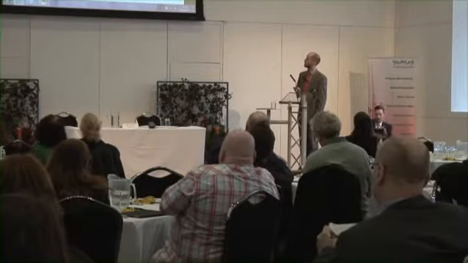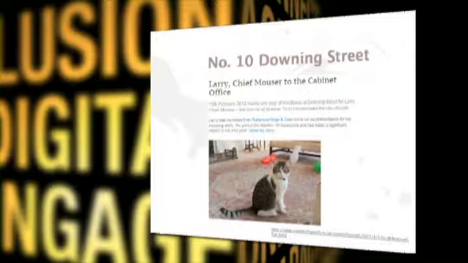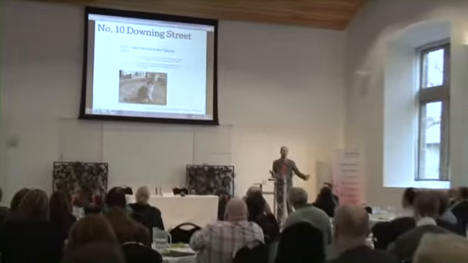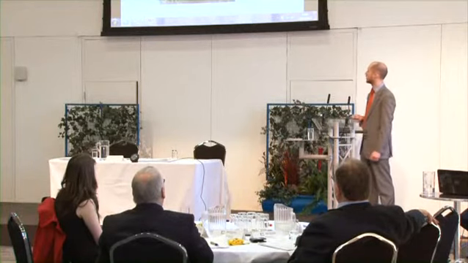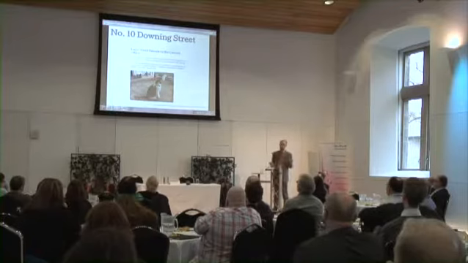Number 10 Downing Street. Has anyone heard of Larry, the chief mouser to the Cabinet Office? The Cabinet Office traditionally has a cat that catches mice. That's something that's existed for a long time. They go to Battersea Dogs and Cats Home and they get a cat that's in there. The cat comes in and kills lots of mice in Downing Street. Great. What they didn't do is they never took pictures of the cat, they never told the cat's story.